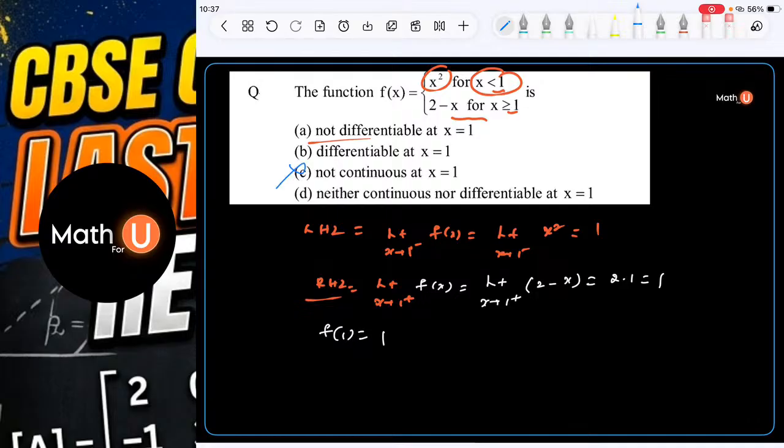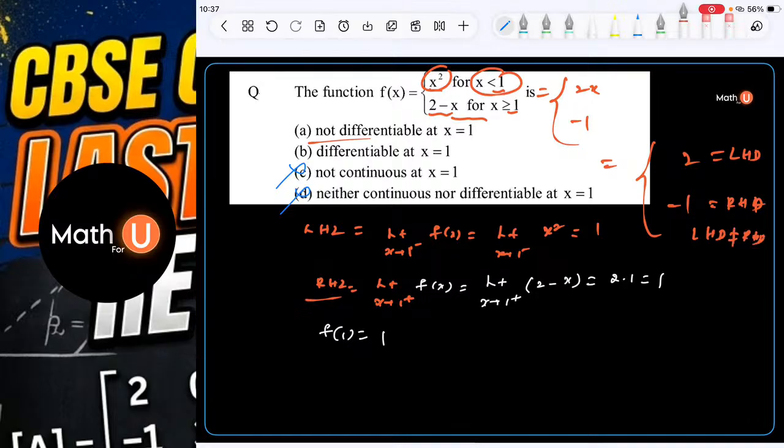Eliminate option C, this also you can eliminate. It is continuous. For differentiability, see, x square differentiation is 2x, and this differentiation is minus 1. Wherever x is there, replace with 1, we get 2 here and minus 1 here. This is LHD, this is RHD. See, LHD is not equal to RHD, then it is not differentiable. Then option A is the correct answer. It is not differentiable at x equal to 1.